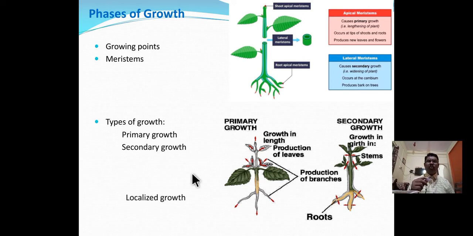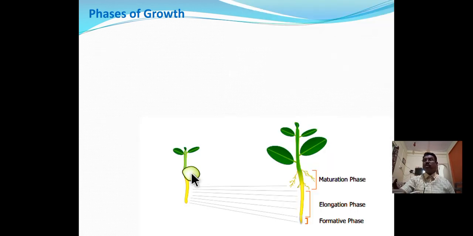Now there are also two types of growth: localized growth and diffused growth. Localized growth means growth takes place at a particular position. Whereas diffused growth means the growing point gets scattered, and that type of growth is called diffused growth.